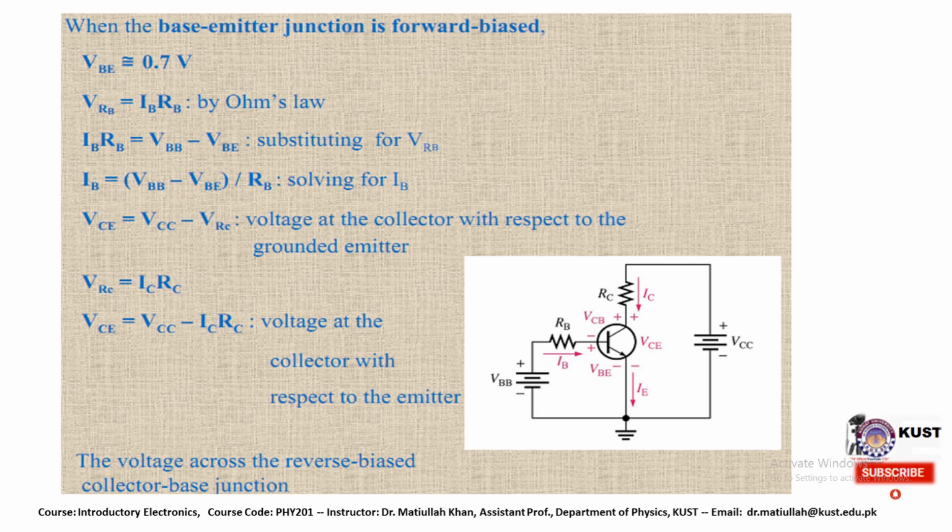If you want to calculate the voltage at the collector with respect to the grounded emitter, then we have the simple equation: the voltage of the collector is equal to VCC minus VRC. Similarly, if we apply Ohm's law, then VRC should be equal to IC RC, and the equation for the voltage at the collector with respect to the emitter is VCE equal to VCC minus IC RC. This is actually the voltage across the reverse biased collector base junction.